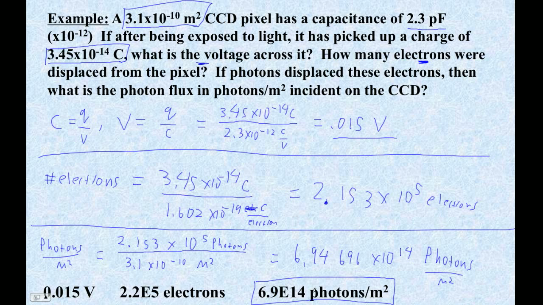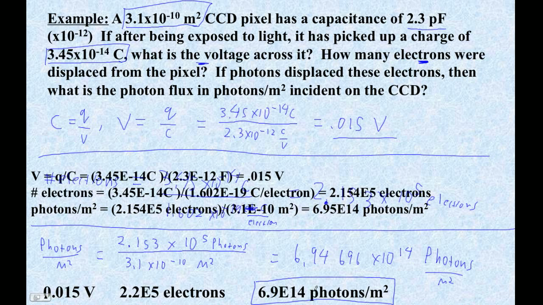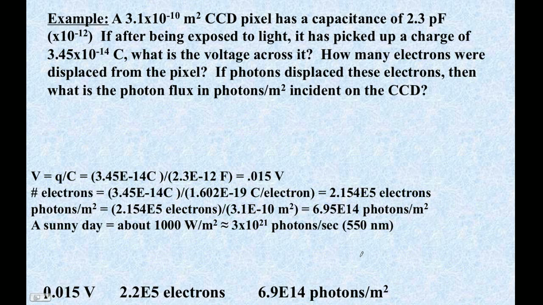Okay. So let's do a harder example, and this one's going to be done in parts. By the way, a sunny day is about 3 times 10 to the 21st photons per second. I think I figured that out. Anyway, I hope that's right. That much force. Oh, that's interesting.